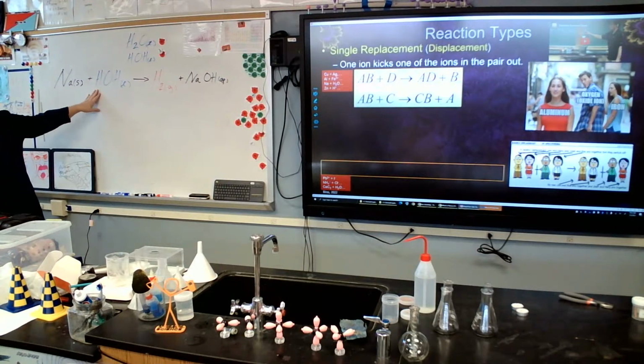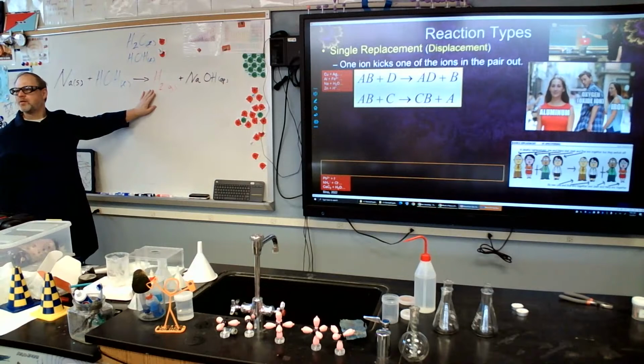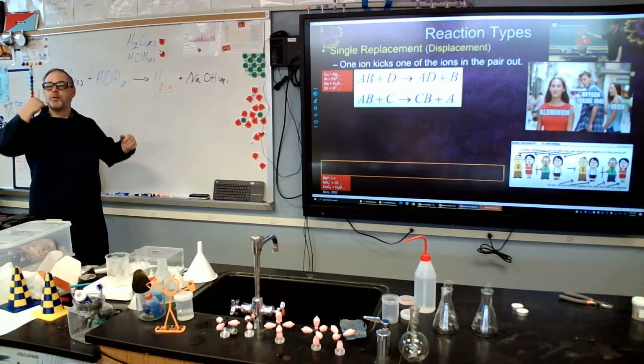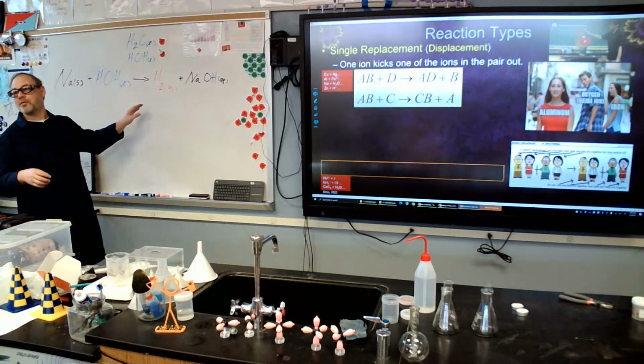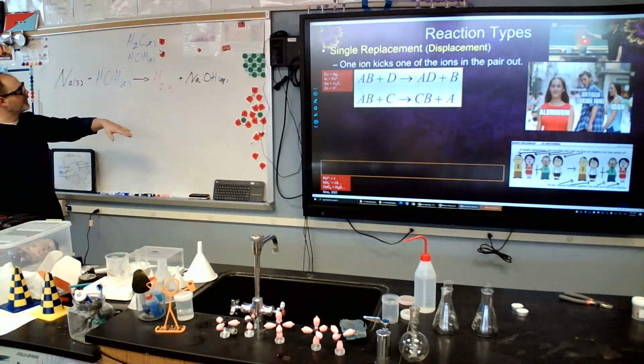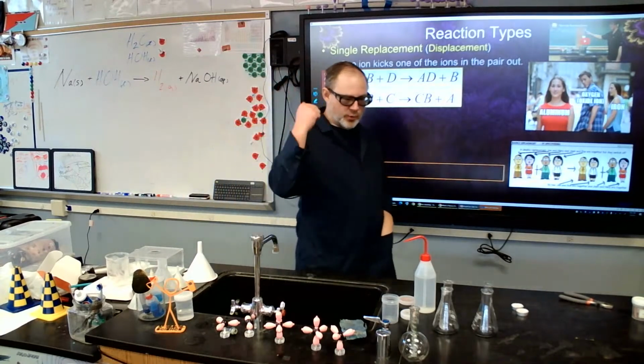Okay? So the sodium says, I am way more active than hydrogen. I'm going to kick out the hydrogen, leave behind hydrogen gas. Why do I have to do it H2 and not H? Because it can't be by itself, because it is diatomic. So the sodium kicks out the hydrogen and leaves behind a solution of sodium hydroxide. Go ahead and balance that.